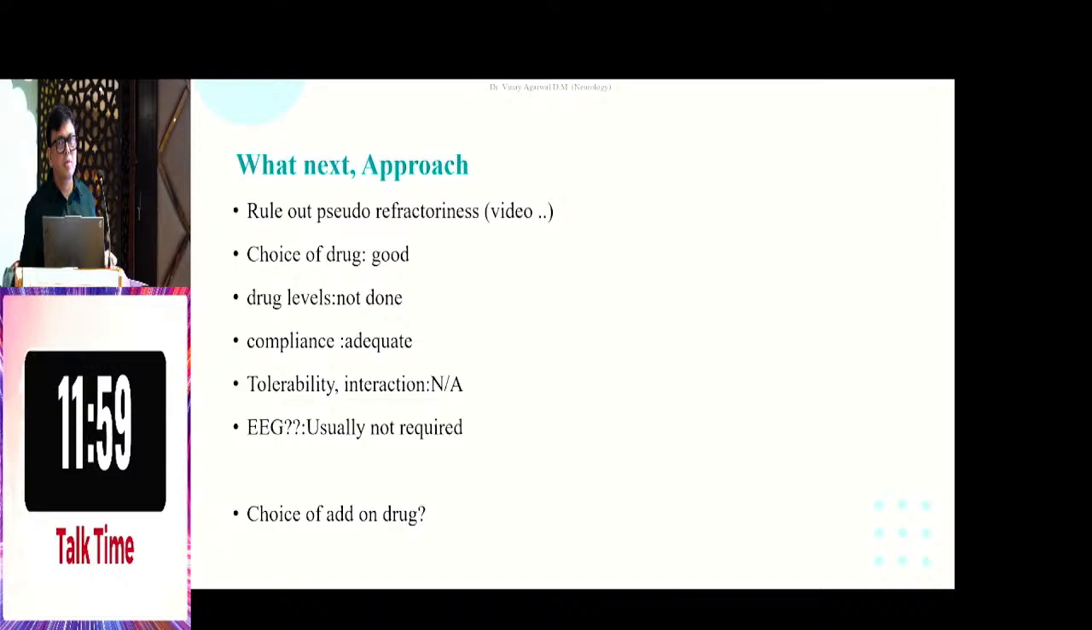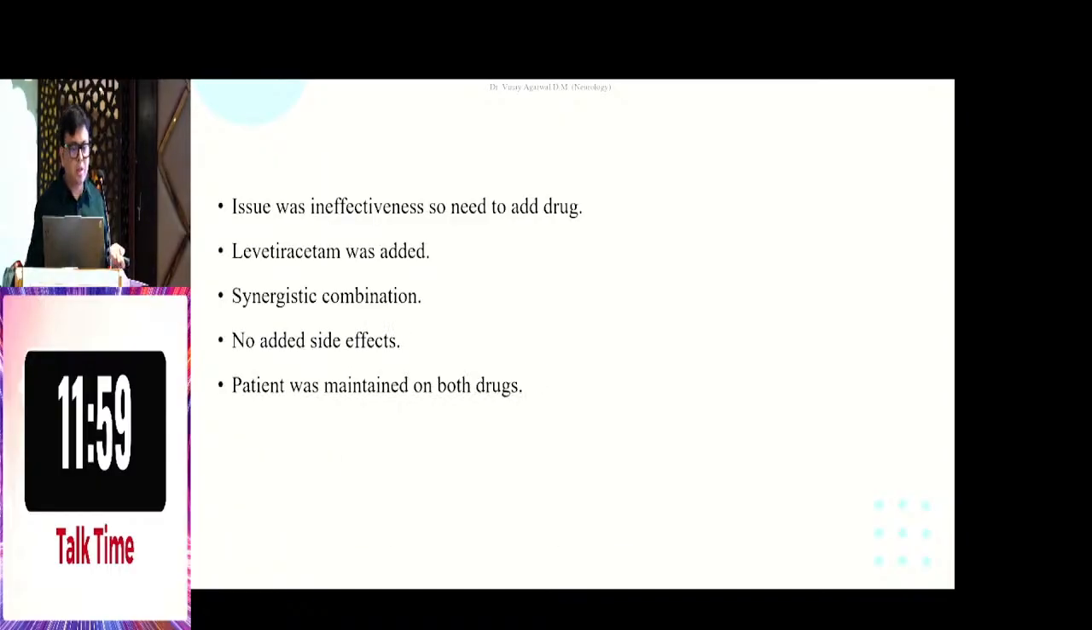Yes, levetiracetam, because it has a different mechanism of action. It is indicated for focal seizures. So we put the patient on levetiracetam. Her seizures were controlled with no additional side effects, and she was maintained on both drugs. We have one or two more cases, but due to time shortage, we'll discuss them some other time. Thank you, everyone.